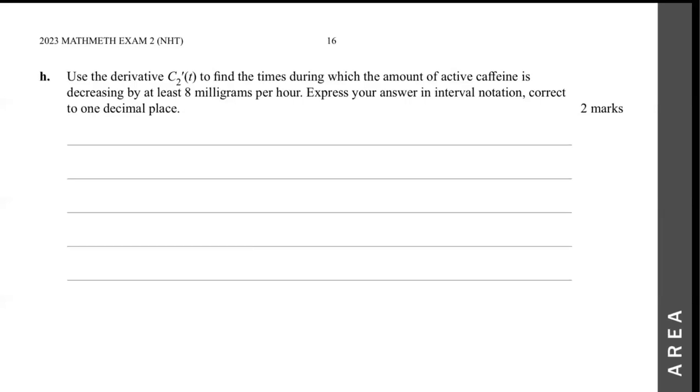Using the derivative c dash t to find the times during which the amount of active caffeine is decreasing by at least 8. That means you have to use c dash t less than or equal to -8. Okay, so this is actually a very tricky one. Alternatively, you could just draw the derivative graphs, something like that.